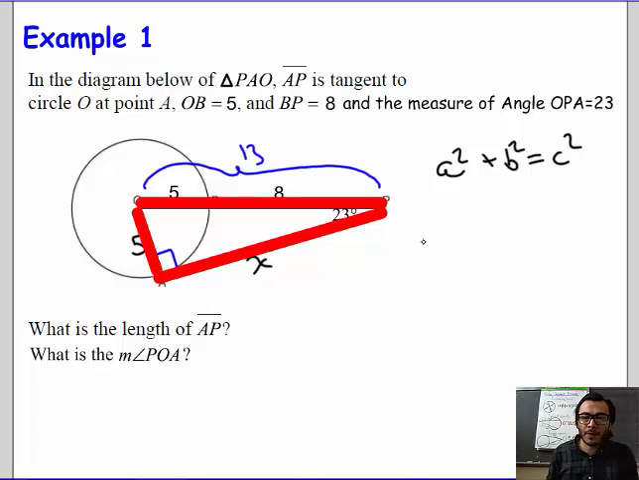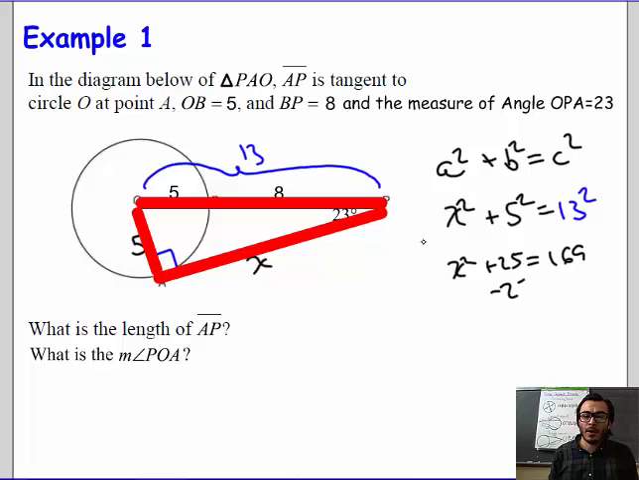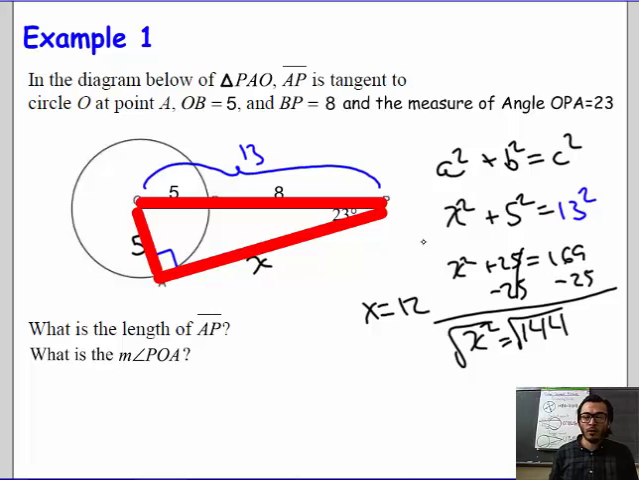So we're going to get x squared plus 5 squared equals 13 squared, right? This has to be C. This has to be the hypotenuse in your Pythagorean theorem. So we get x squared plus 25 equals 169. Minus 25 from both sides. We get x squared equals 144. We're going to square root both sides. So we get x equals 12. So that means AP is equal to 12.